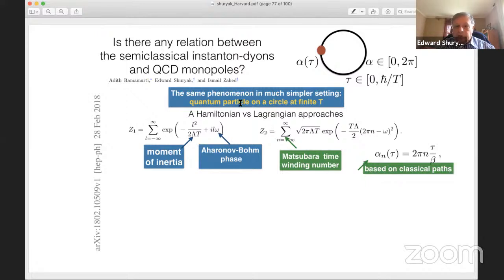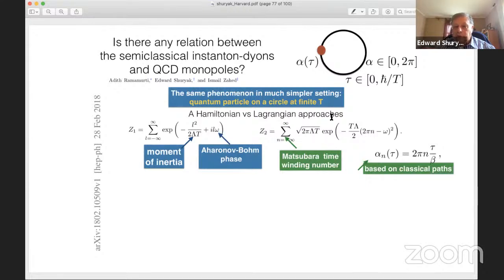So one approach, which we call Hamiltonian, is you take the Hamiltonian of that system and diagonalize it. The states are given by orbital momentum. And this is just the Boltzmann factor. You have L squared over 2 moment of inertia divided by temperature. And if you add flux through that circle, that gives you this Aharonov-Bohm phase omega. So Z is a function of temperature and omega. Now you see that at low temperature it converges very well because there are a small number of excitations. And each and every term in this sum over angular momentum is periodic in omega. So that's the Hamiltonian approach. You have Hamiltonian states and you sum with the Boltzmann factor.